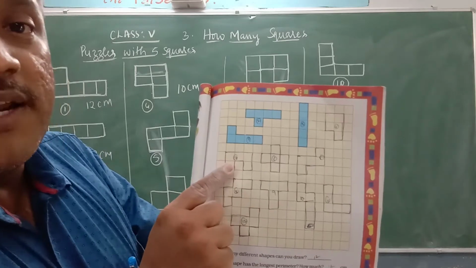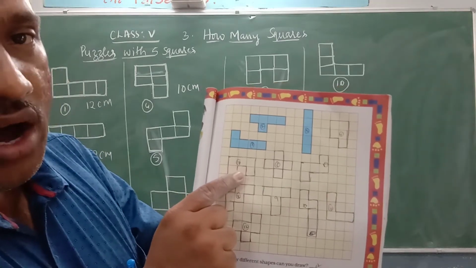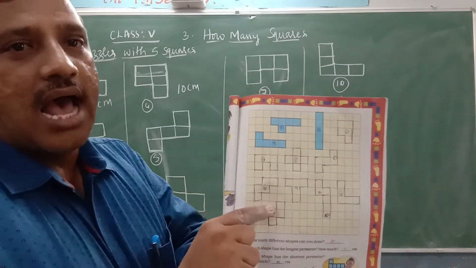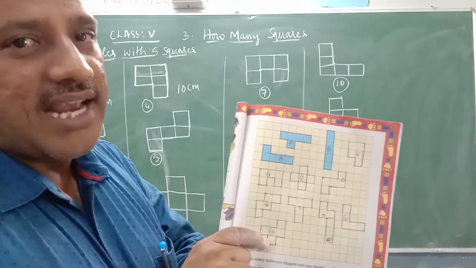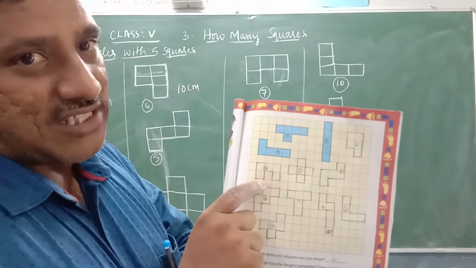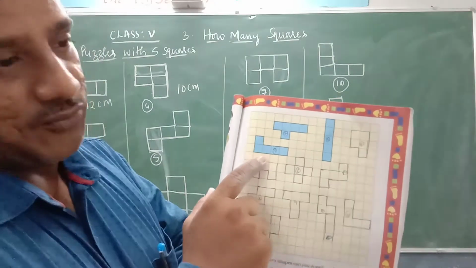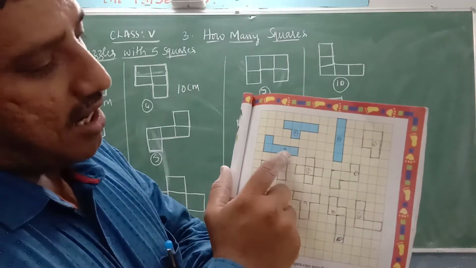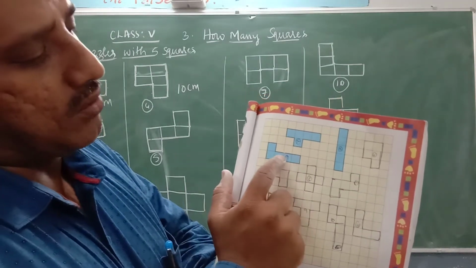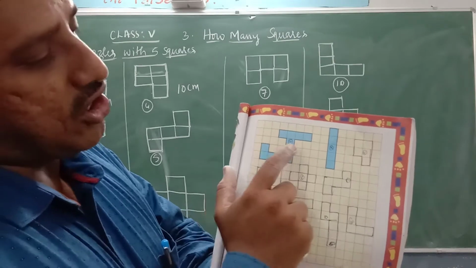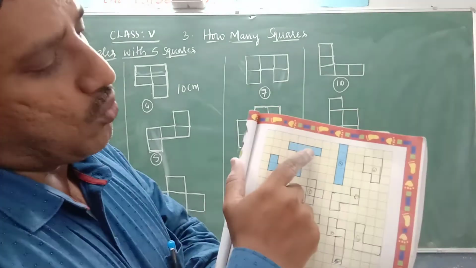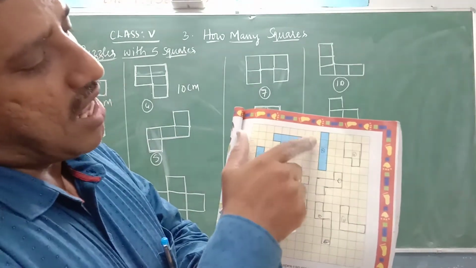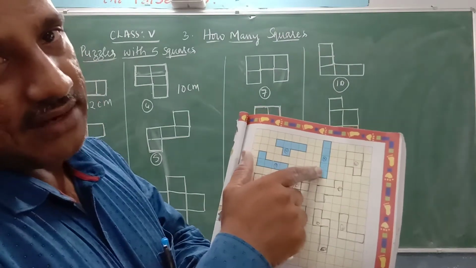And make as many shapes as you can draw using 5 squares. How many shapes can we draw? As many as possible. Make shapes using 5 squares. 3 are drawn for you here. See, this is shape 1 with 5 squares shaded with blue color. 1, 2, 3, 4 and 5. Shape 2, if you observe, again 1, 2, 3, 4, 5 squares. Shape 3, if you observe, again 5 squares are there.